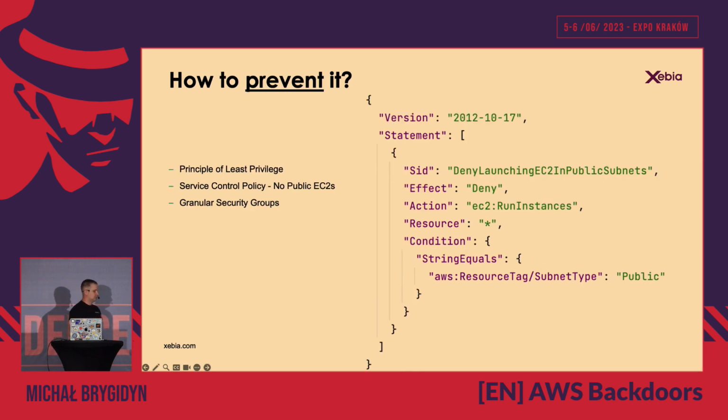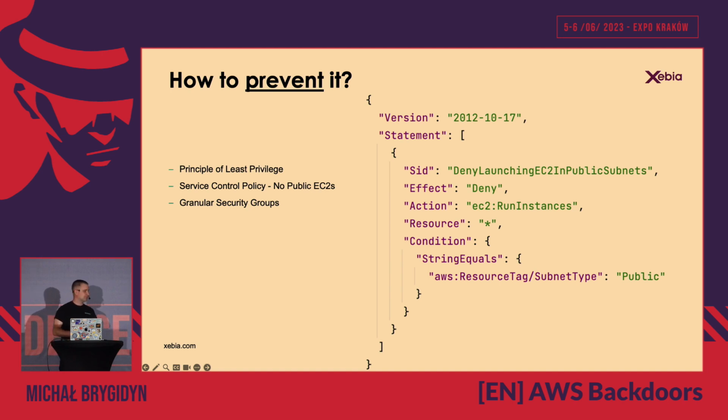Preventing it is kind of hard. So first of all, we don't want any public EC2s. There are load balancers that can be put in front of that, and we should keep our compute resources in private subnets, because this makes my life harder.